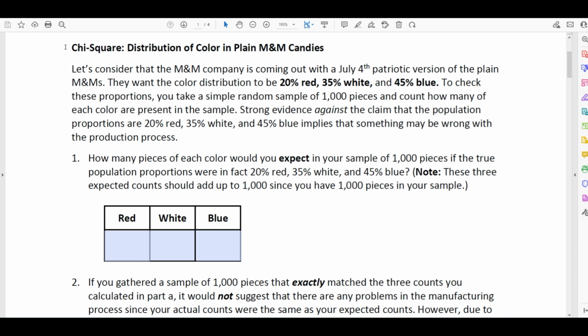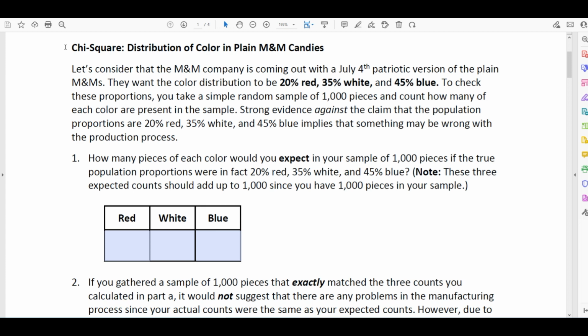So just to recap, in this scenario, the M&M company wants to put out bags of M&Ms where 20% of them are red, 35% of them are white, and 45% of them are blue. We can imagine a scenario where, for example, they may have a quality control department, and they want to sample and make sure that the production equipment is running properly, that it is putting out 20% red, 35% white, and 45% blue into these bags of M&Ms.